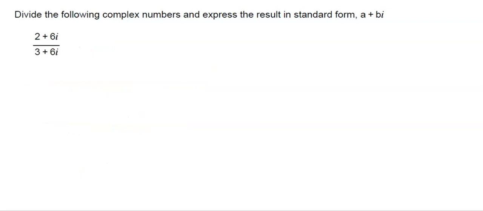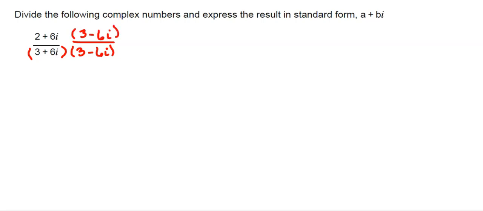To divide imaginary numbers, what we'll do is multiply the numerator and denominator by the conjugate of the denominator. The conjugate of 3 plus 6i looks exactly like that, except we change the sign. So the conjugate of 3 plus 6i is 3 minus 6i. And we're going to multiply the numerator and denominator by the same 3 minus 6i so that we don't change the value of this fraction.